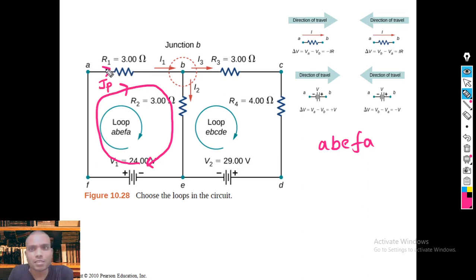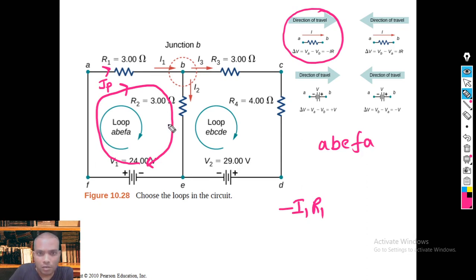Now at the resistance, the current direction and my direction are both the same. At a resistance, if the current direction and my direction are both the same, what should we take? We take that value as negative. So the product there is minus I1 times R1.